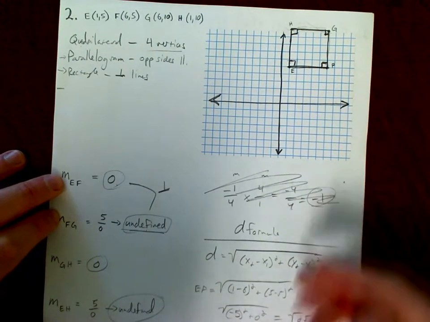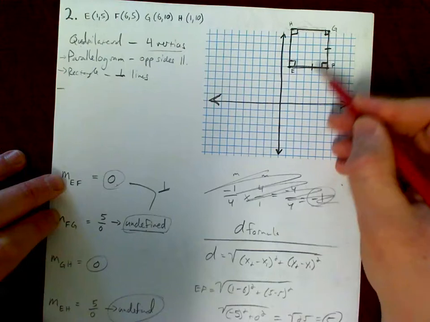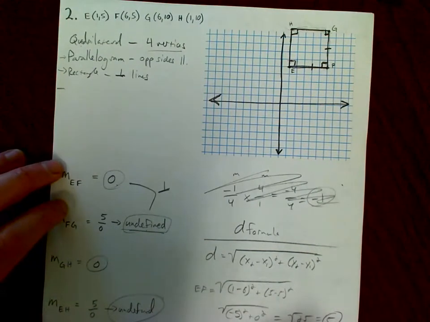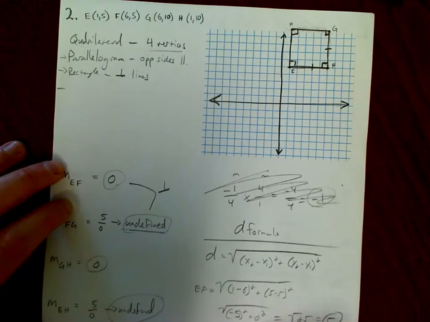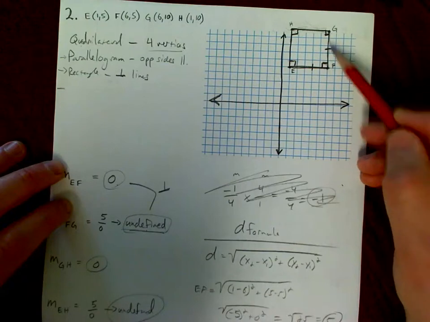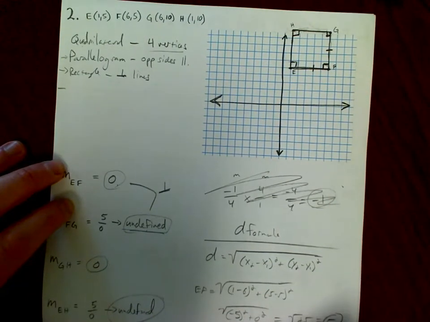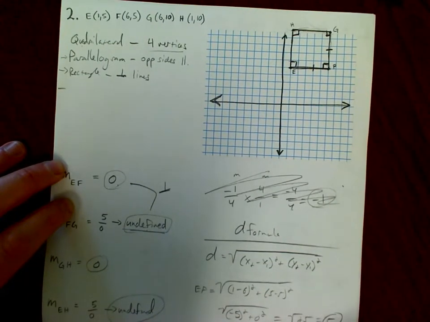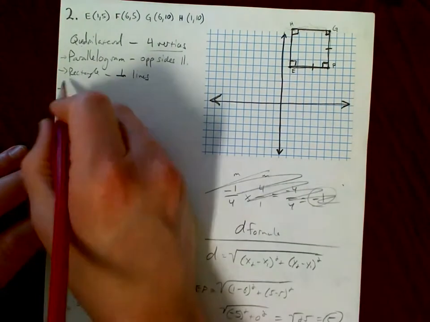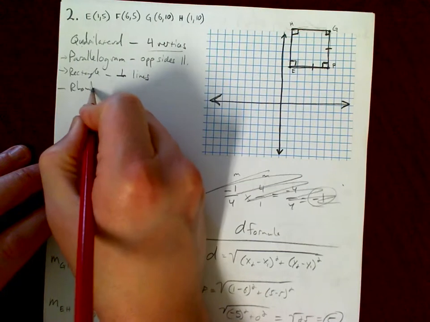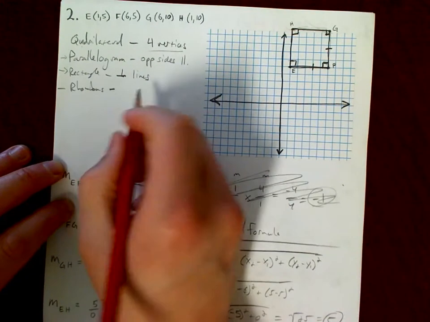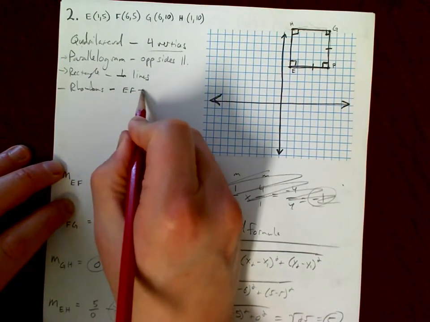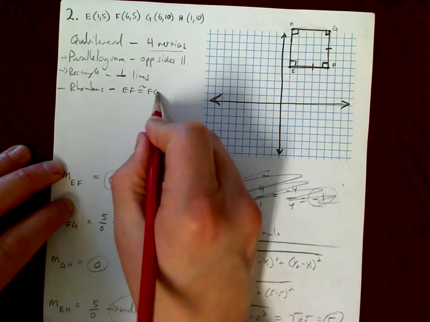GF. Let's do GF because I'm looking at this one and this one. Are they congruent? So the x values are the same, so that x is going to give me a 0. And then my y's, I've got a 10 and a 5. So 10 minus 5 squared. So that's the square root of 25, which is 5. All right, so it is a rhombus because EF is congruent to FG.